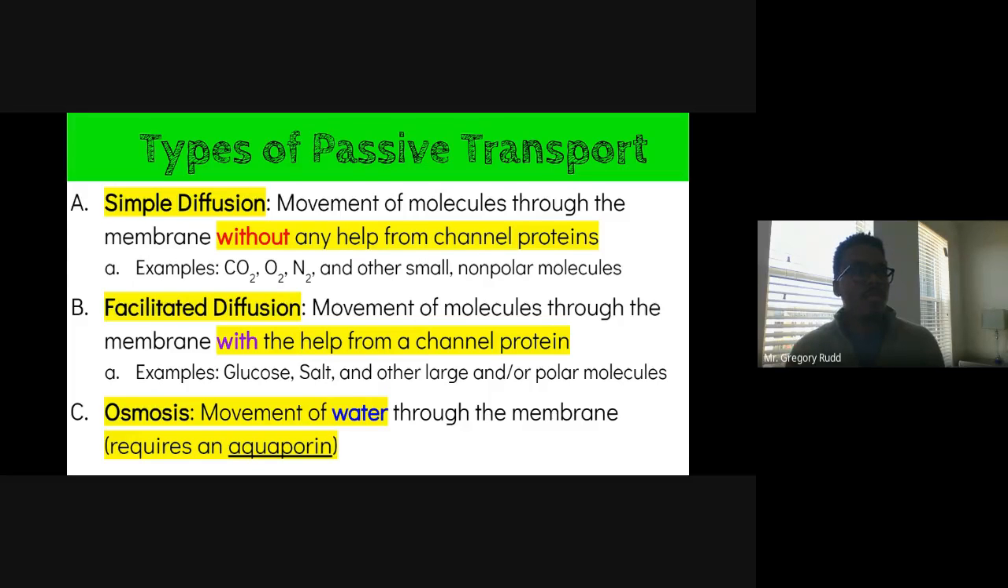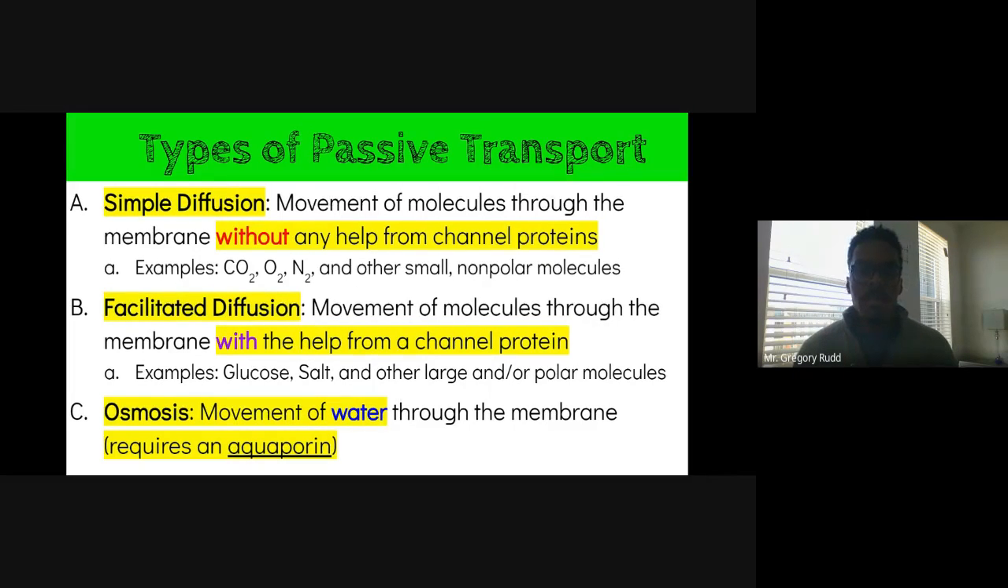And then lastly, there's also osmosis. Osmosis is a very important term. It only applies to the movement of water. Osmosis is a form of facilitated diffusion because water is not able to move through the membrane by itself. Water relies on what's called an aquaporin. It's a very specific type of channel protein that allows for water molecules to move through the membrane.